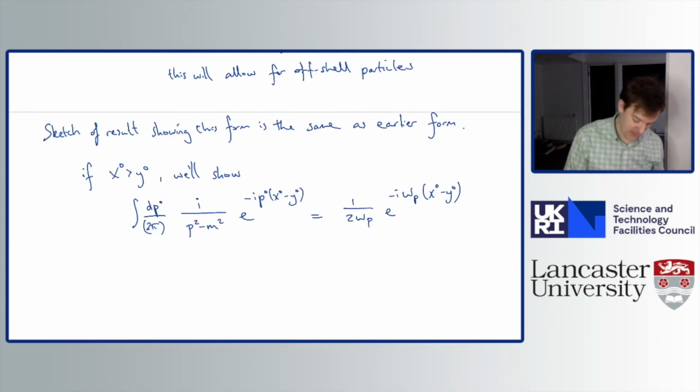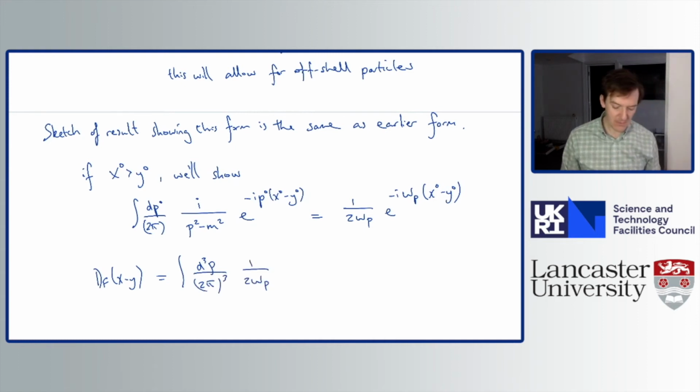Or if x0 is greater than y0, we would then have the D(x - y) going to be the same as the result we had earlier. I'll write it down just so we remember. So it was d³p over (2π)³, 1 over ω_p, e to the minus i p·(x - y), but where the 0th component of p is now equal to ω_p.